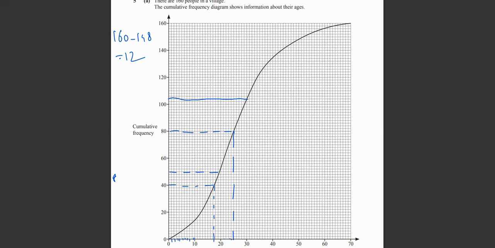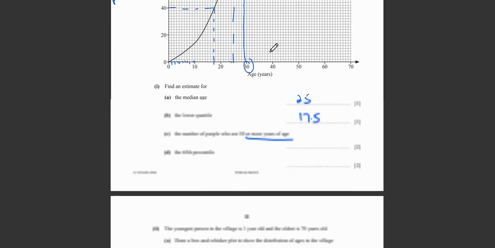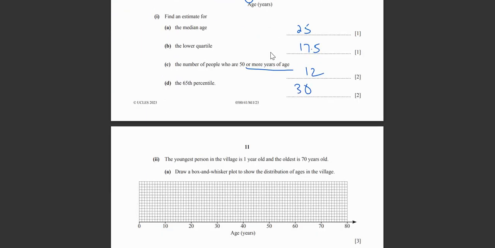I will make a line, and then I will go down. So it's basically 30. Okay? If you make a straight line, it's going to be 30. The 65th percentile is 30, actually.